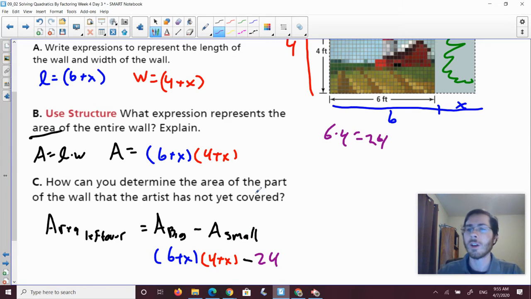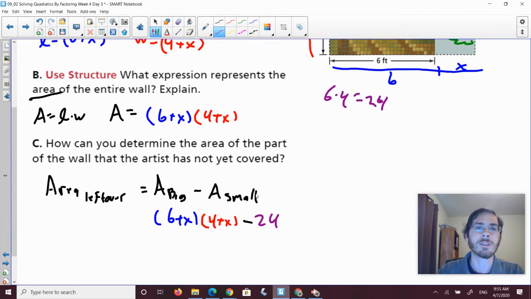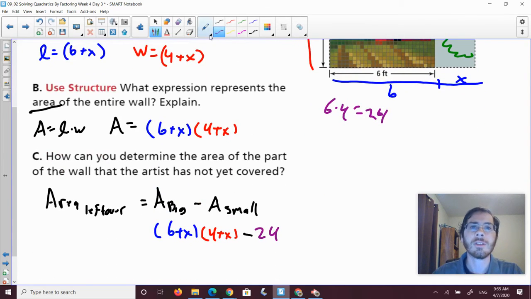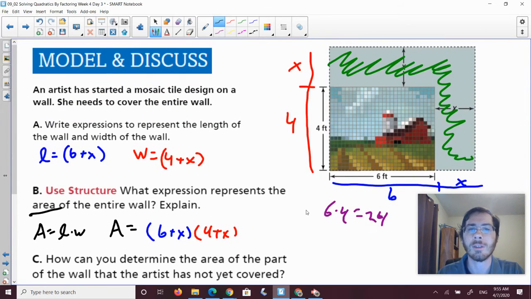It doesn't ask us to solve, so we're not trying to solve anything. So if we look back up here, it's a model and discuss. So we've made the model. So the model is going to be 6 plus x times 4 plus x minus 24. And that's a good model, because then once we figure out what x is, we can just plug that in and we can use that whenever we want. Even if she adds more to the mosaic, this equation is still going to be mostly true. We might have to add to the 6 and the 4, but our format, our structure is going to be the same.